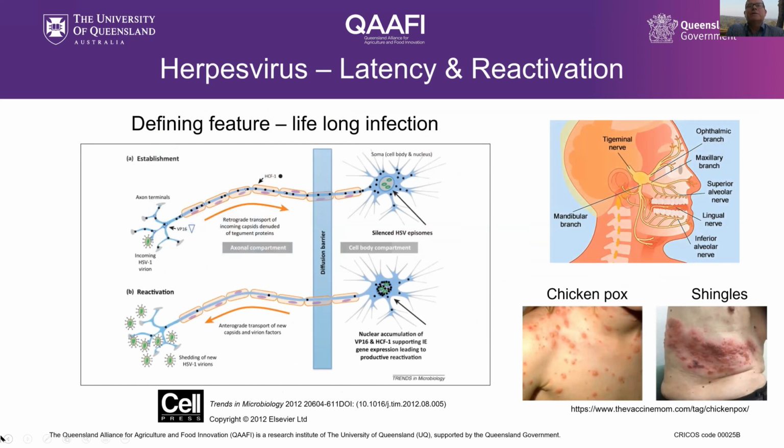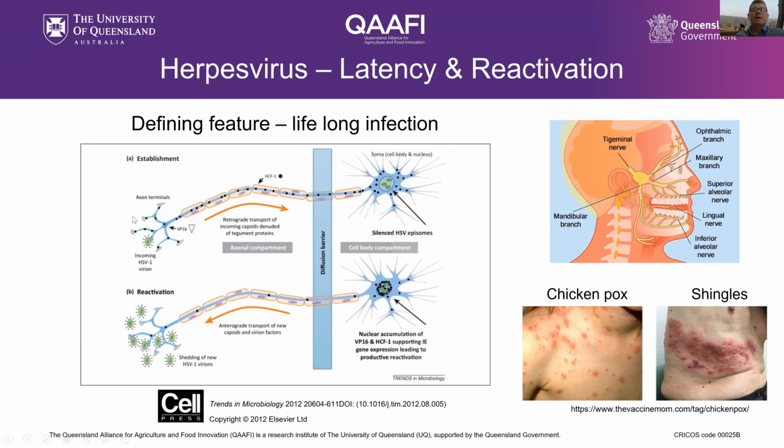Probably the defining feature of the herpes virus family is latency, the capacity to form latency and then reactivate. Latency is a state in which the virus resides in our cells, but is not active. It's just sitting there and waiting. And then as a consequence of various stimuli, it undergoes a process called reactivation, whereby it moves from that dormant state to become infectious.